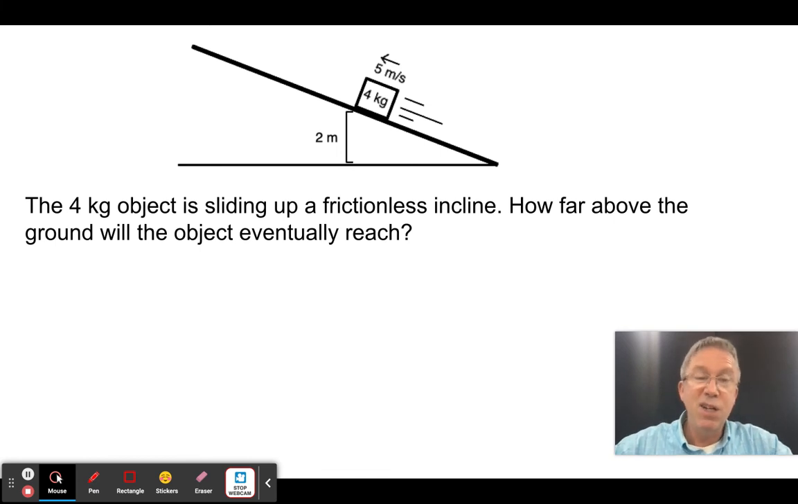All right, well, let's try using this to solve something a little bit more quantitative. Okay, I have this object. It's sliding up a frictionless incline. It's 2 meters above the ground. It's traveling 5 meters per second. It has a mass of 4 kilograms. So what I want to know is how far above the ground will this object go before it finally stops?